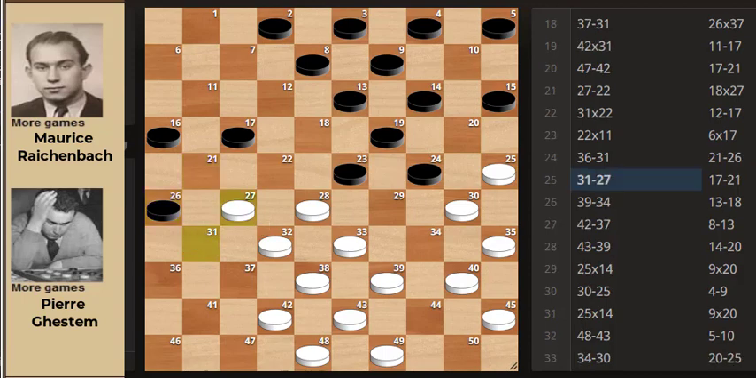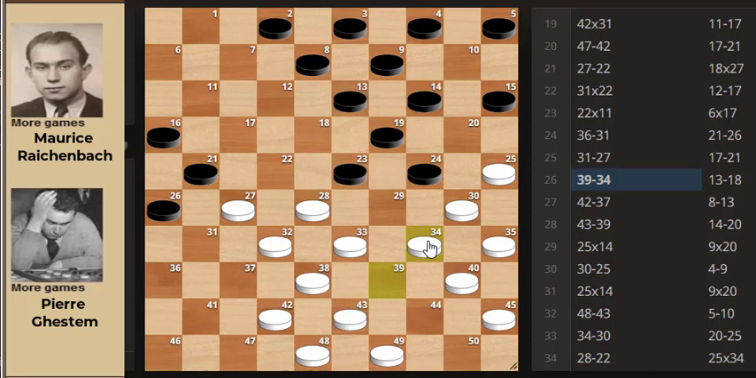So 31, 27. This is a move we saw previously, meaning that we can take 27. We can take 27. We move to this position. So Morris played 17, 21. 17, 21 was answered by playing 39, 34.